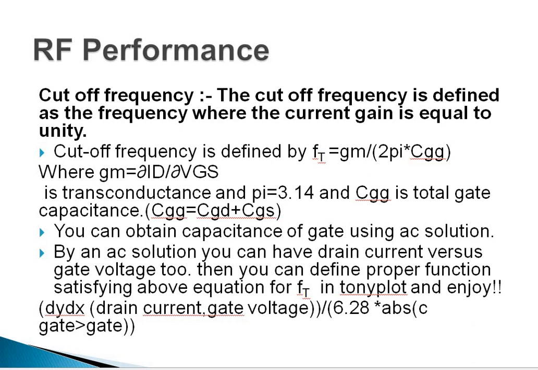The code for cutoff frequency: you can use dy/dx of drain current with gate voltage, and 3.14 multiplied by 2, which is equal to 6.28, times the absolute total gate capacitance value.